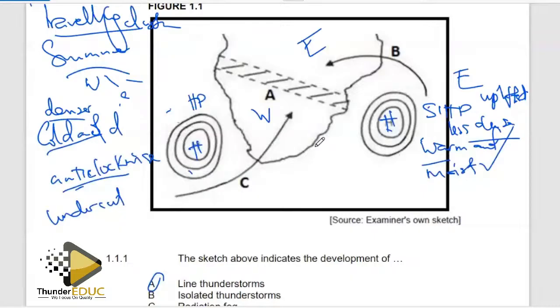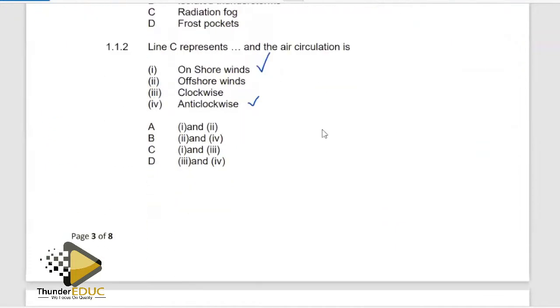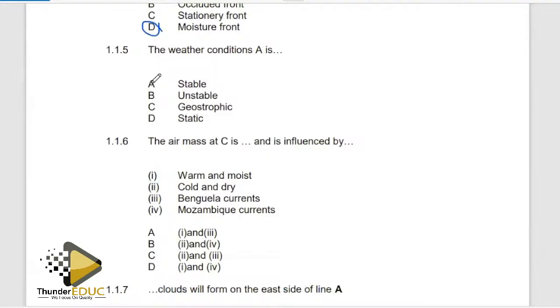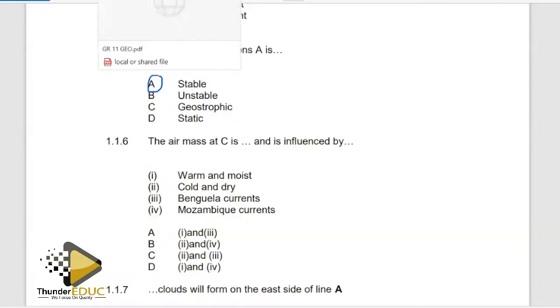That is instability. And on A, we have cold and denser air, which creates stable conditions. So A is on the west, and the weather is basically stable. We have cold and dry air, which is denser, which has no tendency of upliftment. So the weather conditions will be stable on the western side and unstable on the eastern side, where there's upliftment, formation of clouds and rain-bearing clouds, and also the realization of rainfall.